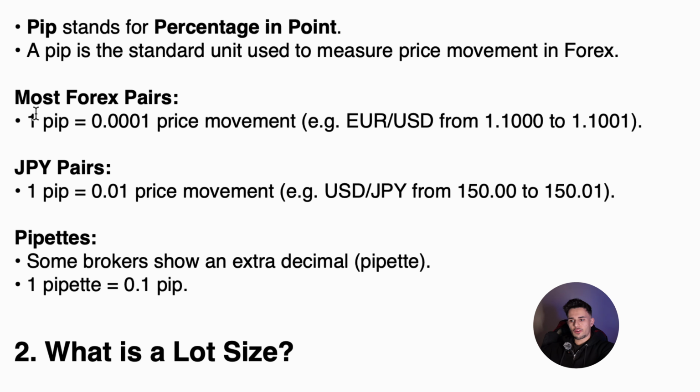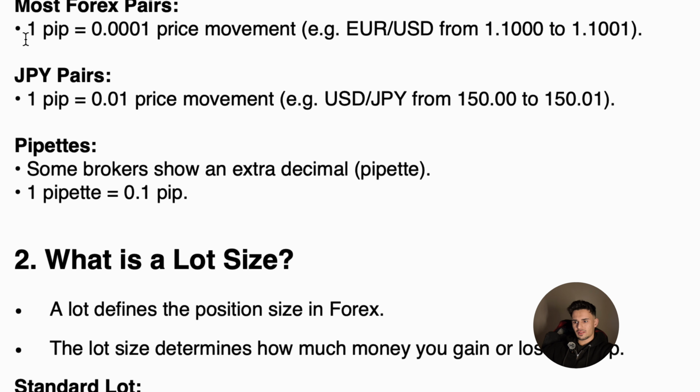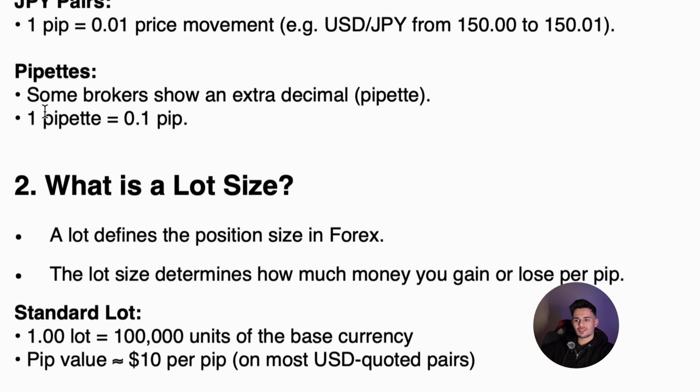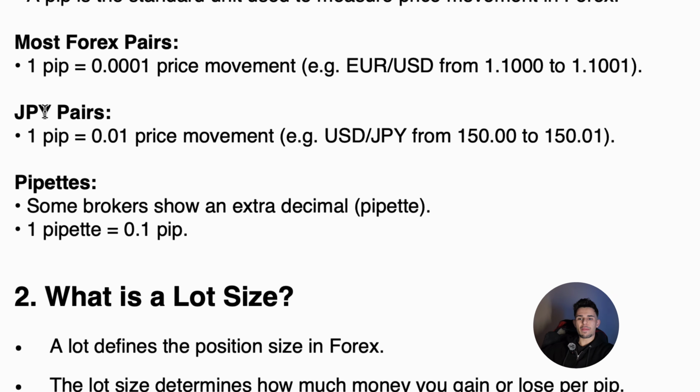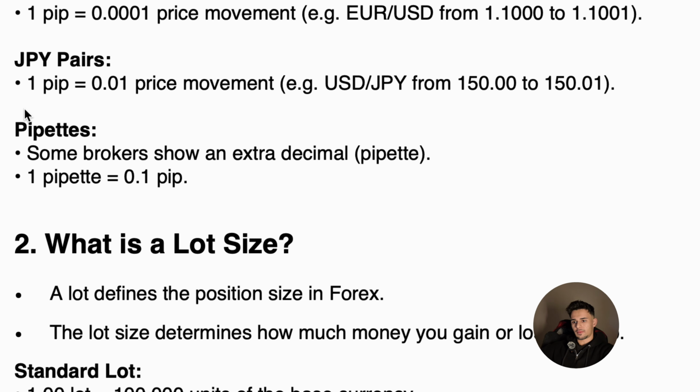For most of the Forex pairs, 1 pip equals 0.0001 price movement, especially on the Forex pairs that refer to the US dollar. For the JPY pairs, it's a bit different: 1 pip equals 0.01 price movement in the market. Some brokers also have this pipette. They're called pipettes. It shows an extra decimal added to the value.